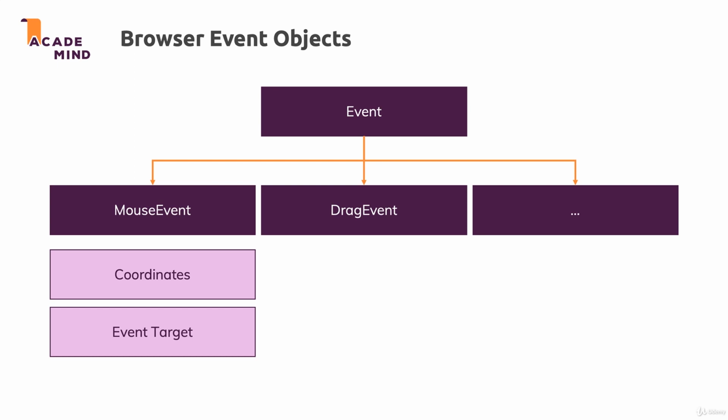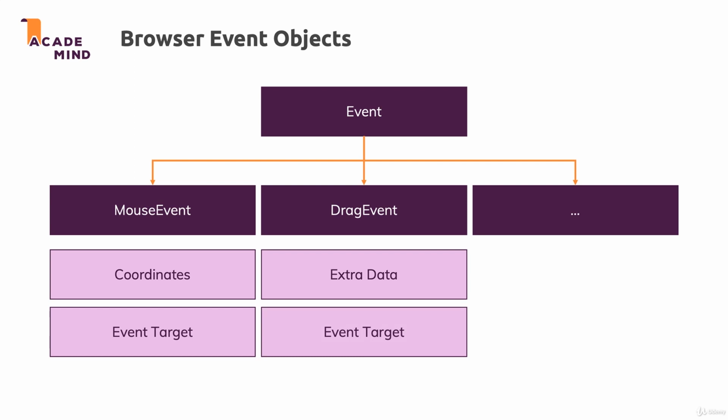Now, event target actually is exposed by that core event object and shared amongst all events which are provided by the browser. Coordinates would be specific to the mouse event. The drag event, which we'll also see later, for example, could hold some extra data which we can attach to a drag and drop interaction, because such an interaction is a bit more complex and composed of multiple events, which kind of need to share information amongst each other, done with the help of some extra data that can be attached. And it also has an event target.